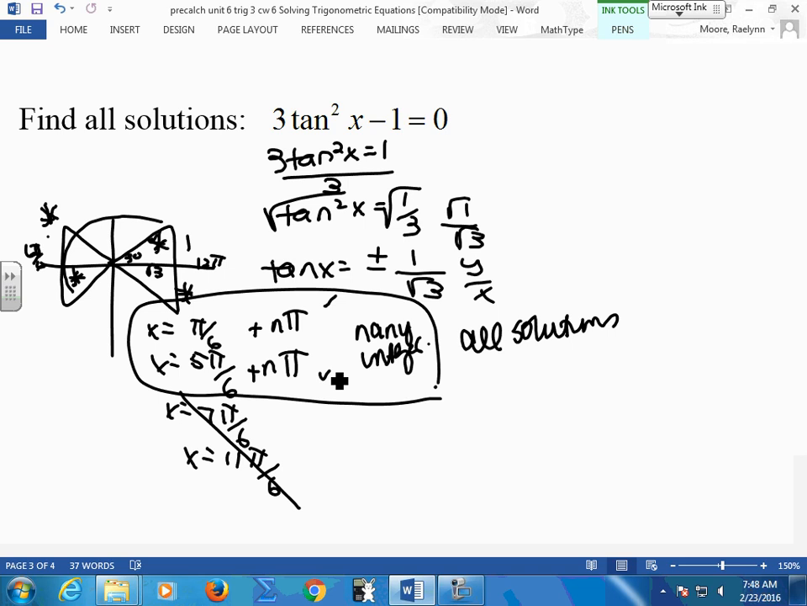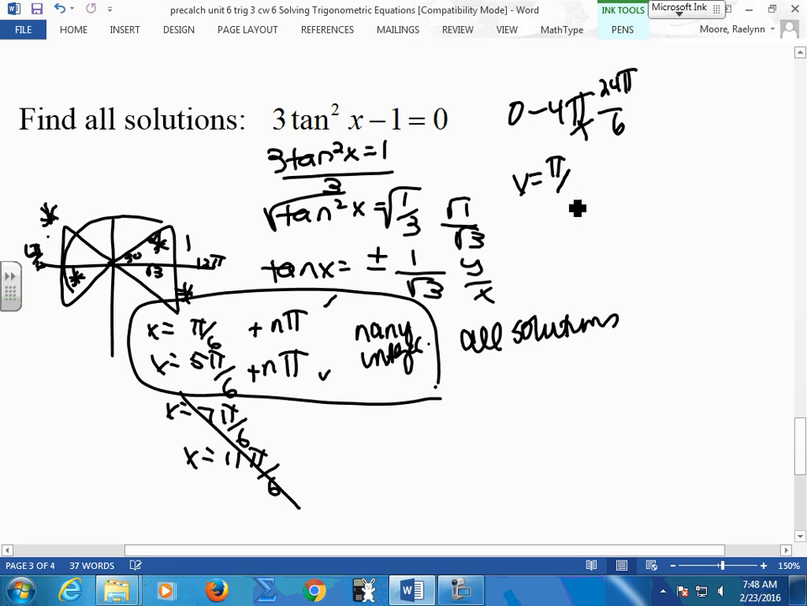So let's say I want to go from 0 to 4 pi. Let's throw that in. What denominator am I using? 6. So convert this into a denominator of 6. 24 pi over 6. Good. So let's take your first one. I'm going to add n pi. Take n pi and convert it to 6. What do I get?